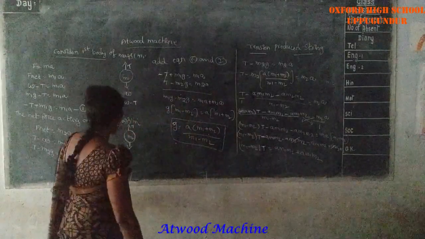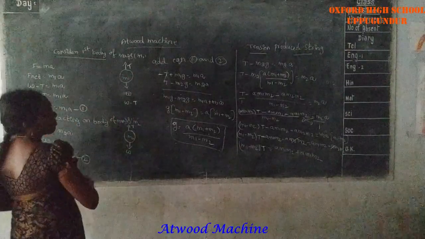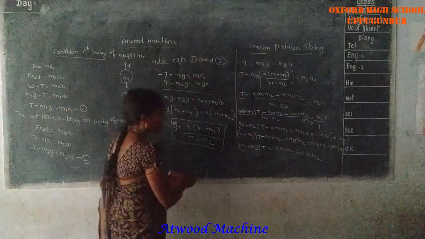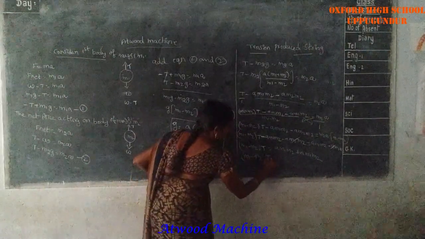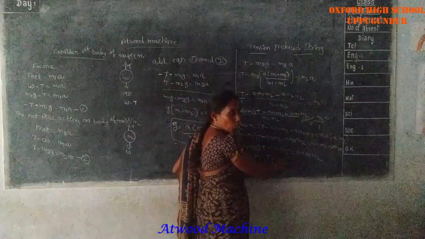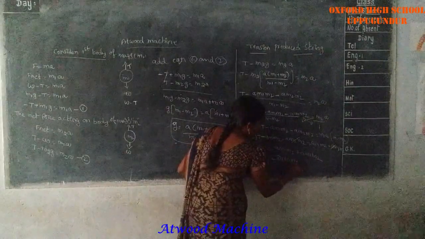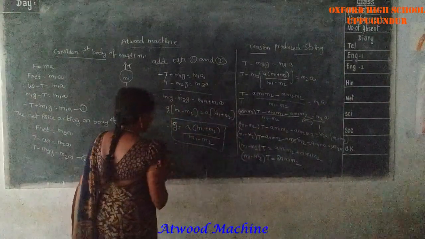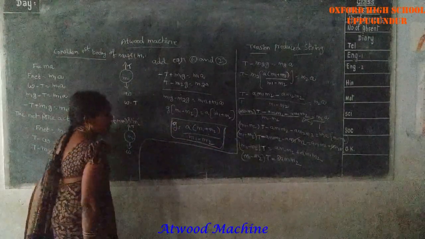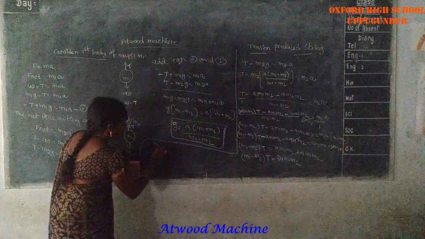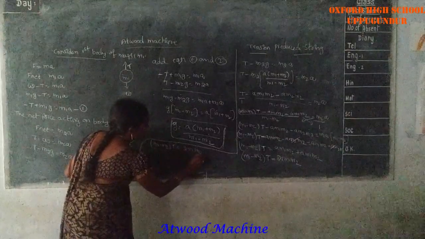Look at the board, all of you. Here (M1 minus M2) into T is equal to A M1 M2 plus A M1 M2, which is equal to 2A M1 M2. Our aim is to find the tension produced in the string. So (M1 minus M2) into T is equal to 2 M1 M2 into A.